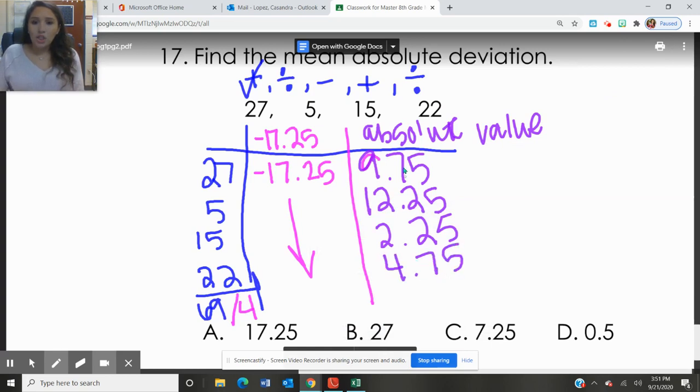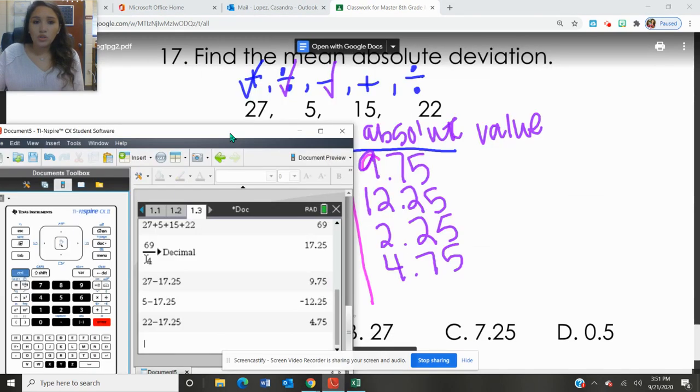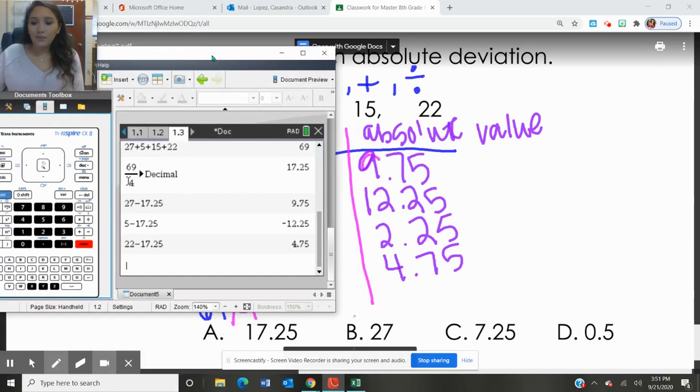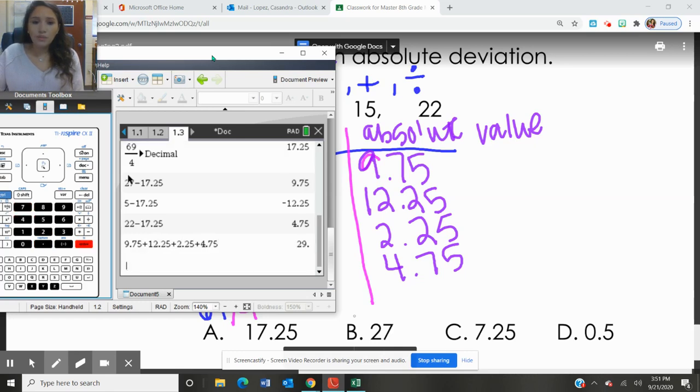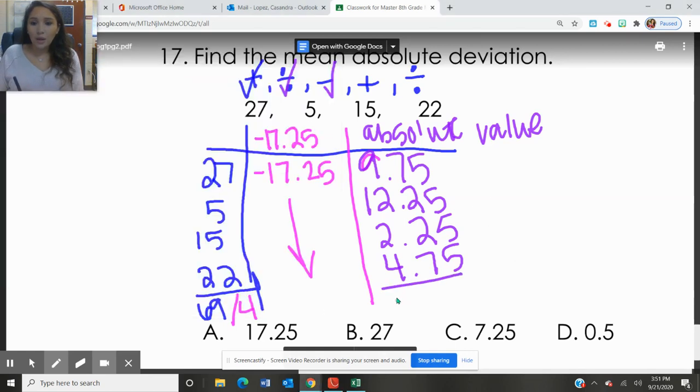Okay. So now, again, we divided, we subtracted, and now we need to add again. So I'm going to add up all of these values. So I have 9.75 plus 12.25 plus 2.25 plus 4.75. I'm going to press enter, and I get 29. So my total here is 29 when I add them up.